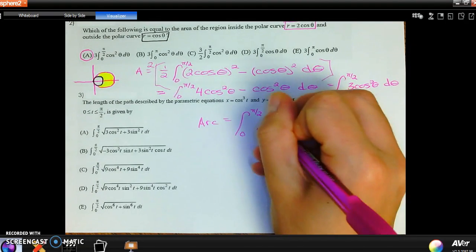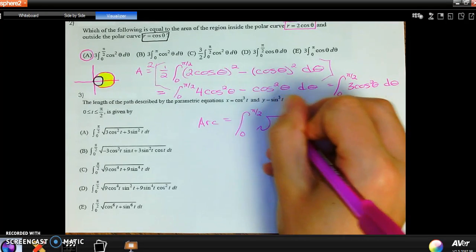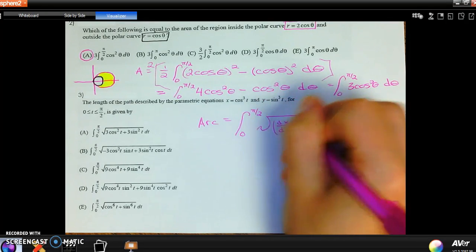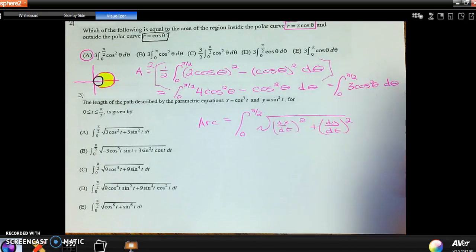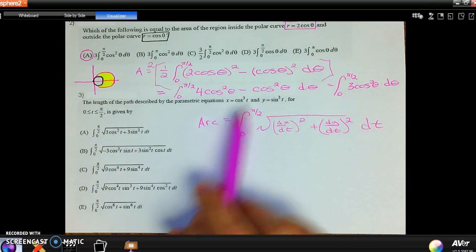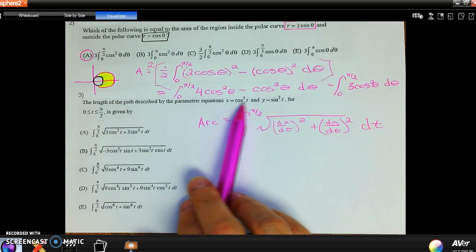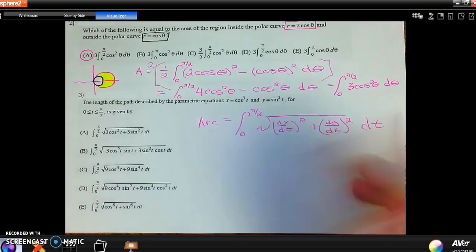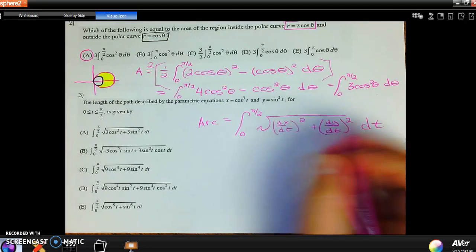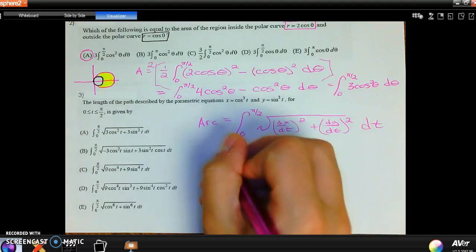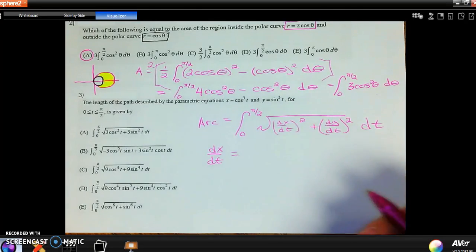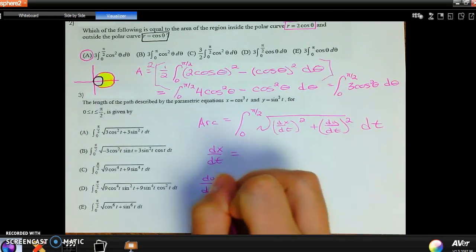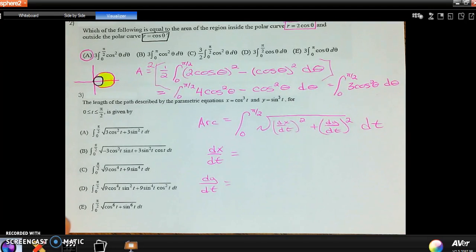And here it's going to be the square root of (dx/dt) squared plus (dy/dt) squared, the square root of those with respect to t. You might be able to do those in your head, but I get really nervous here, so I might write those out separately and then take the derivative. So I would figure out the derivative of x with respect to t, and then also dy/dt, and that way you could square them both.